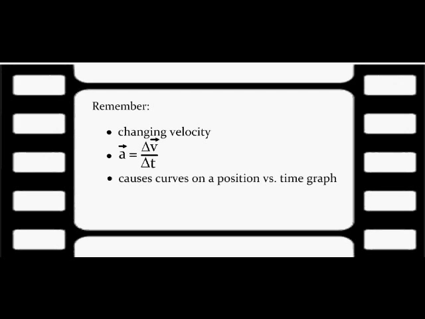So remember, acceleration is a changing velocity, delta v over delta t. It will cause curves on a position versus time graph. And to find the value for acceleration using a velocity versus time graph, we would find the slope.